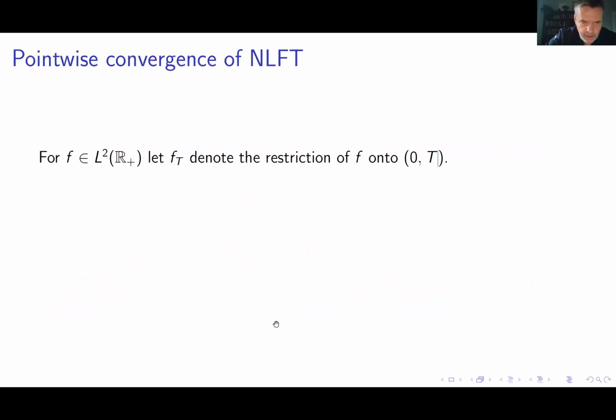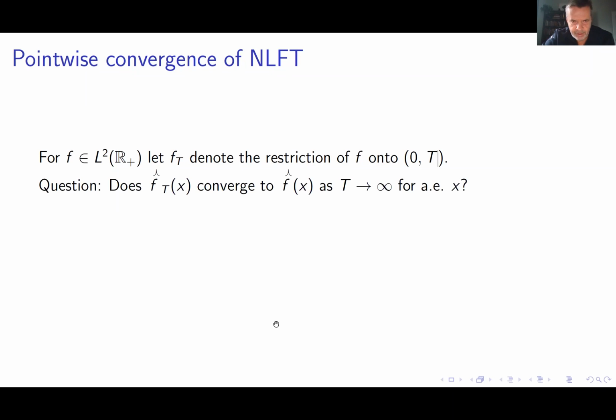But let's move on. And so now we will formulate the problem, and of course it's not difficult to formulate. We'll restrict our potential function f, which is defined from 0 to infinity, to the interval from 0 to t, calculate the nonlinear Fourier transform, that function b divided by a sharp, for f_t, and then tend t to infinity, and ask if these partial Fourier transforms converge to the full Fourier transform at almost every x.